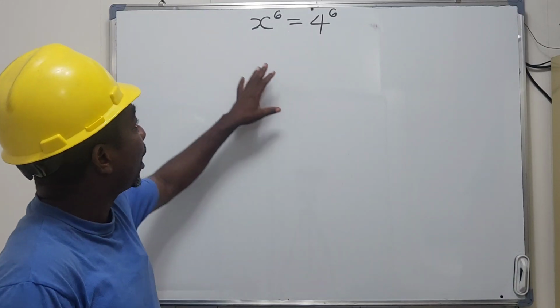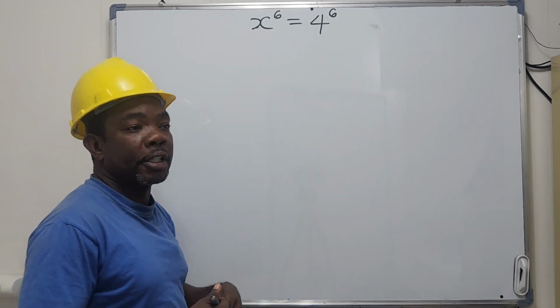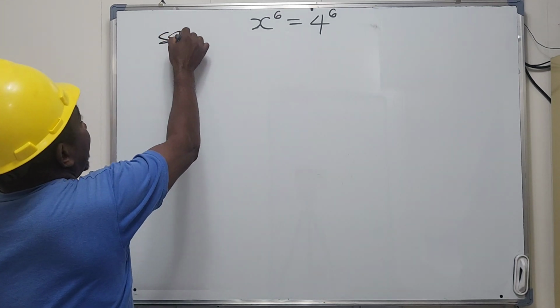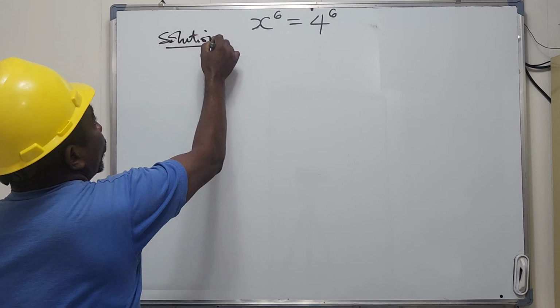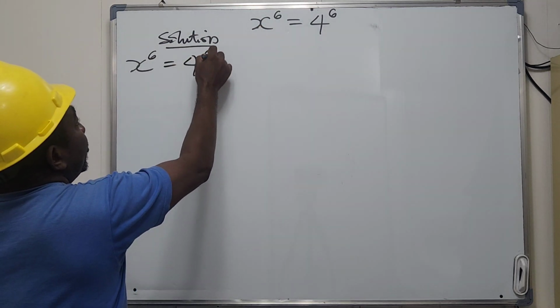For today, we're looking at this question. It says x to the power of 6 equals 4 to the power of 6. So we are going to solve for the value of x from this equation. We are given x to the power of 6 equals 4 to the power of 6.